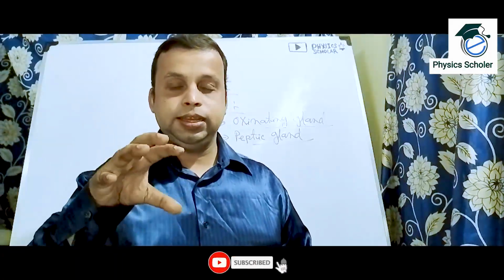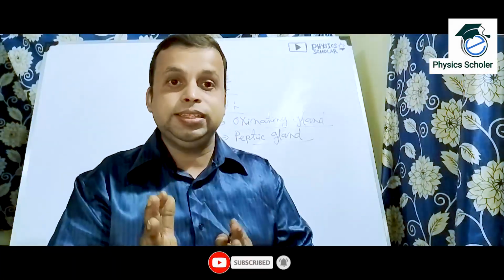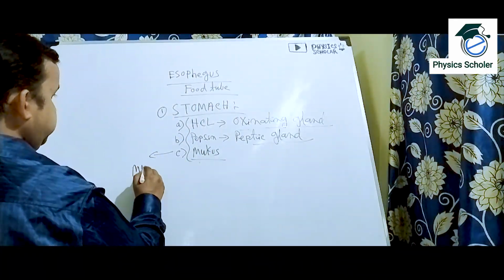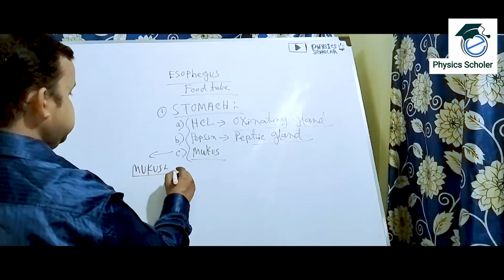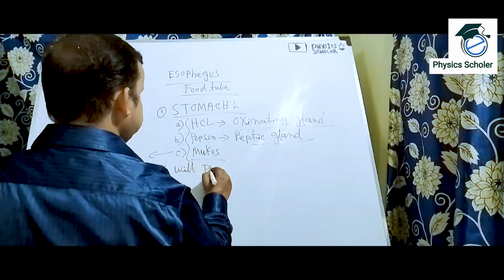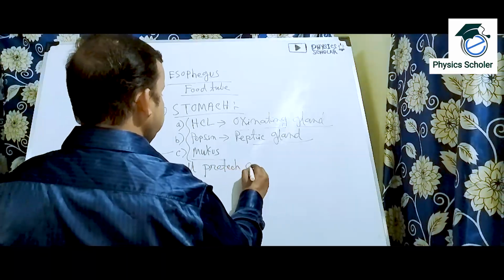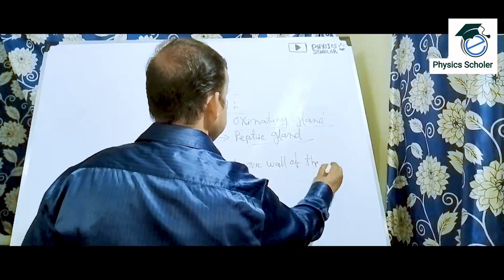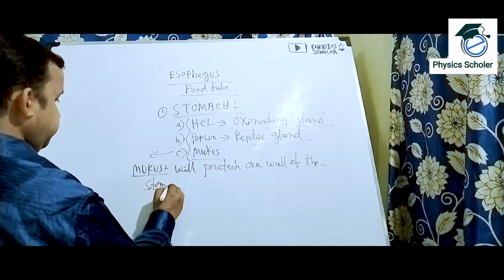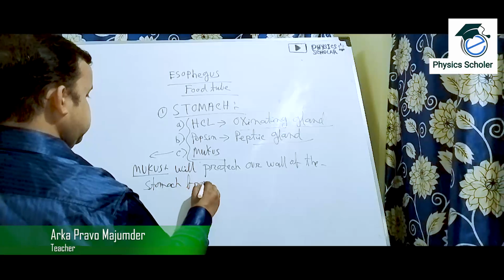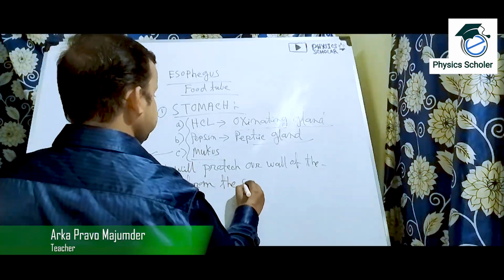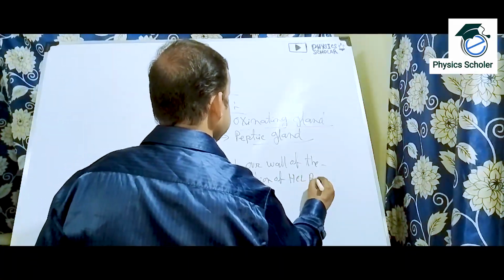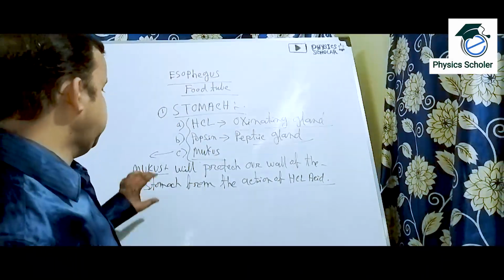So first, the mucus is there. What is the function of the mucus? Mucus will protect the wall of the stomach from the action of HCl acid. That is the function of mucus.